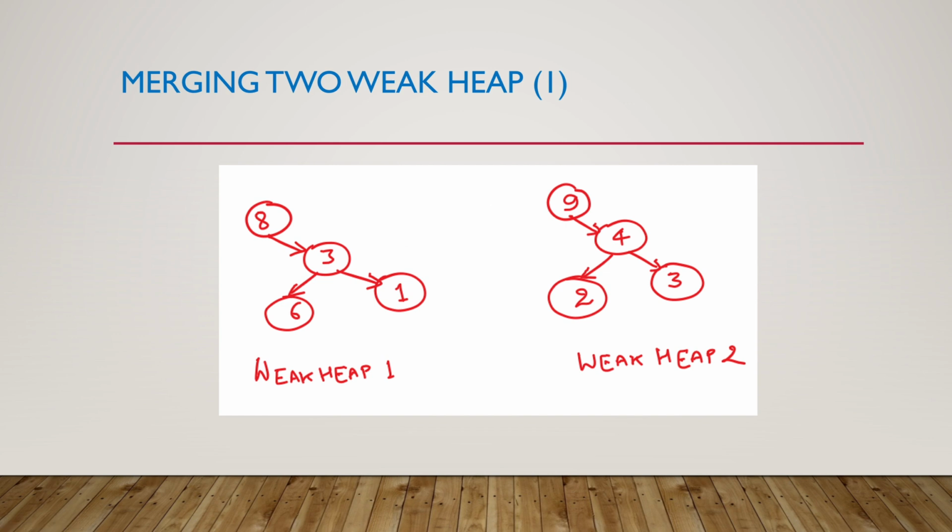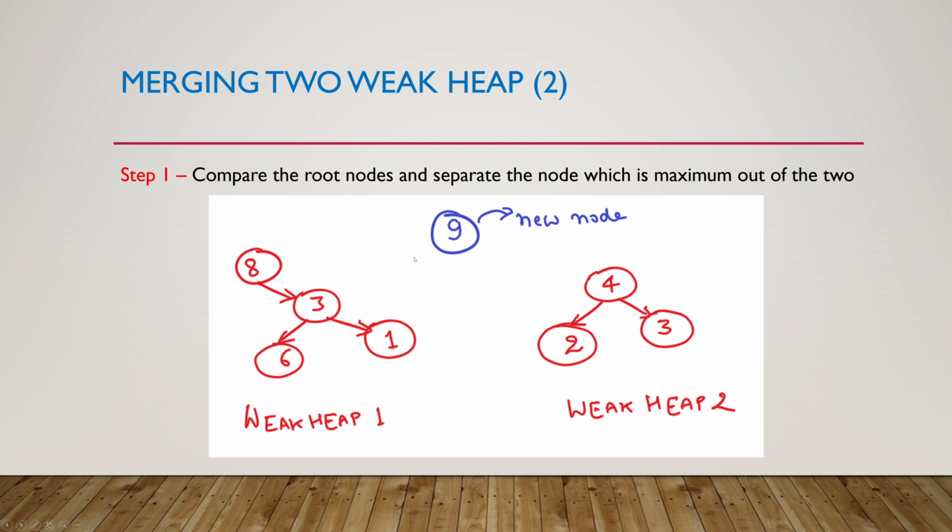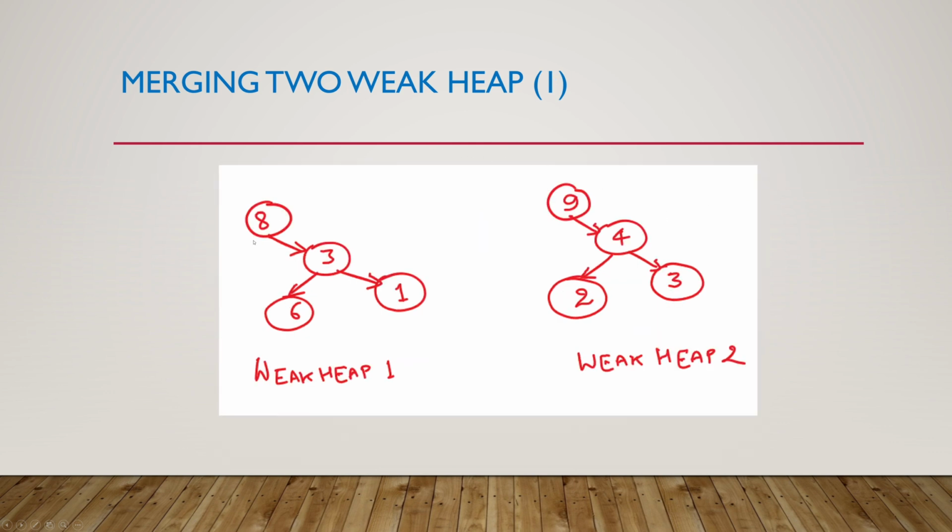Another important part in weak heap can be merging of two weak heaps. So here we are seeing two separate weak heaps. One is 8 to 3, 6, 1, and the other is 9 to 4 and 2, 3. We'll try to merge these two together into a single heap. Step 1 is to compare the root nodes and separate the node which is maximum out of the two. The two nodes are 8 and 9. Obviously 9 is greater than 8, so we'll take it out. Then this sub part will remain. We need to work on this 4, 2, 3 part later, and this is as it is.